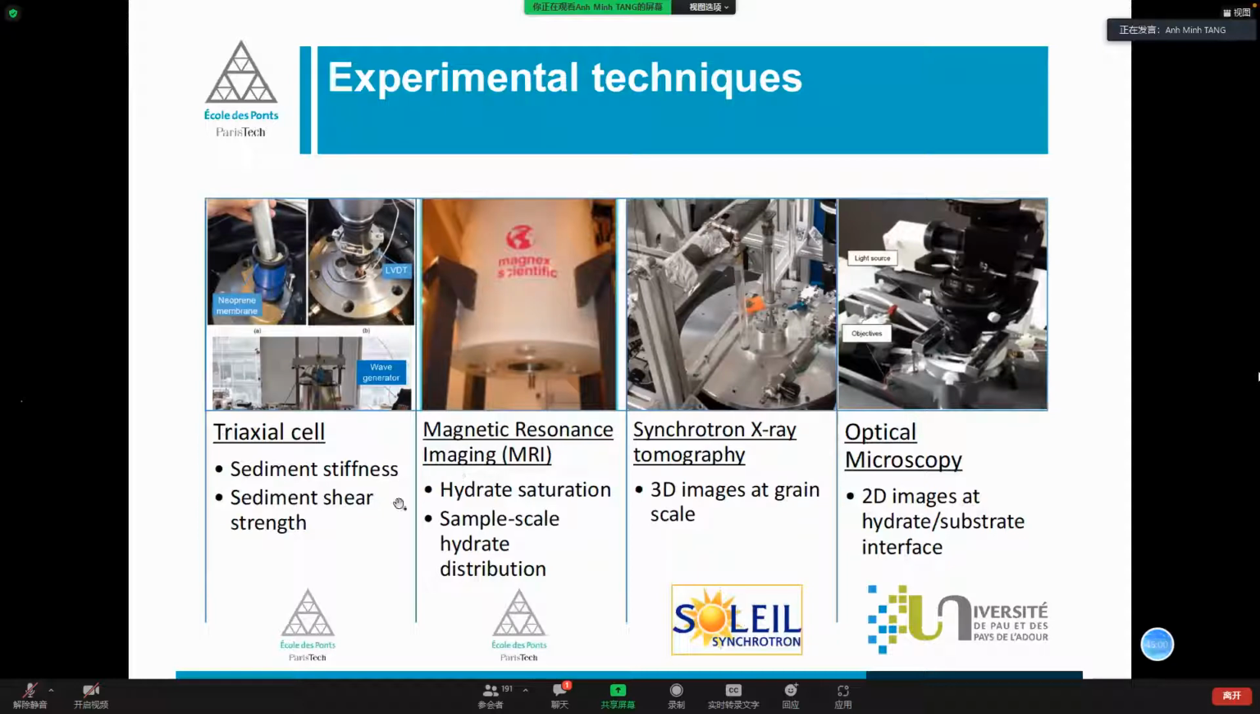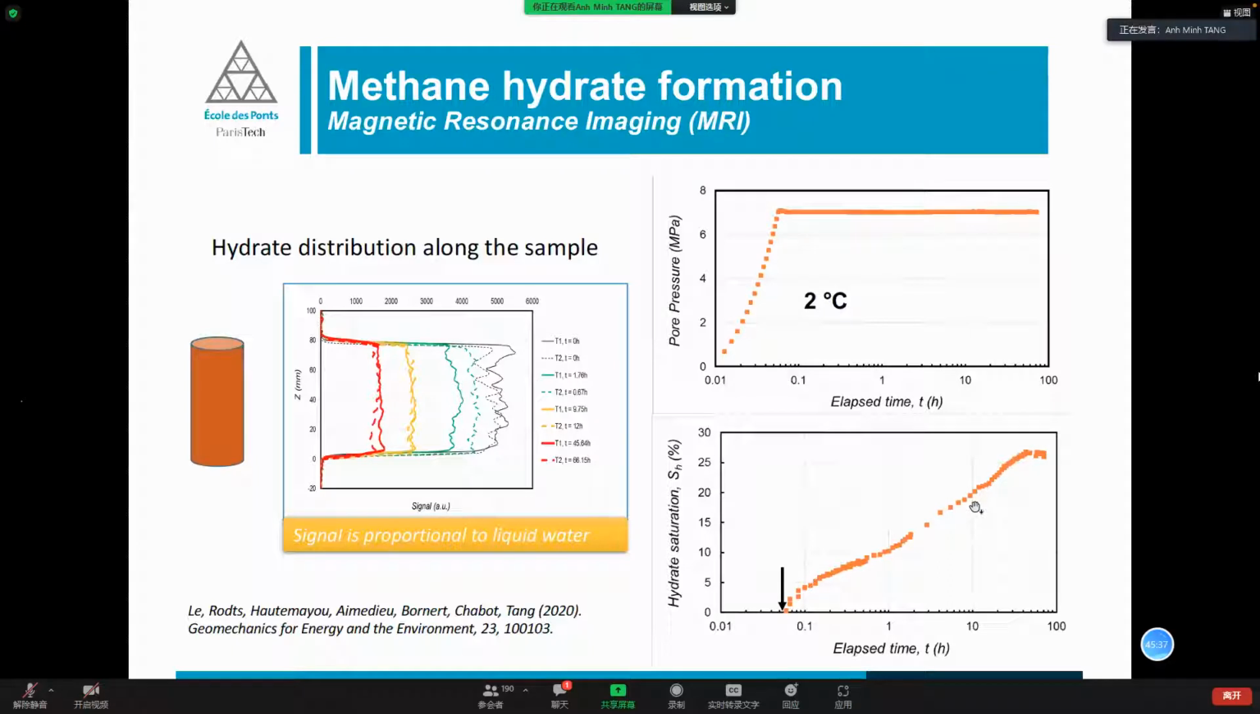Okay. So in this project, we use different techniques to investigate this material. We use a triaxial cell just to measure the mechanical properties. We use also magnetic resonance imaging to see how hydrate forms inside the sample. We use also synchrotron X-ray microtomography to see what happened at the grain scale. And we use also optical microscopy to see the hydrate at the interface between sand grain and water. I'll show here just some examples.